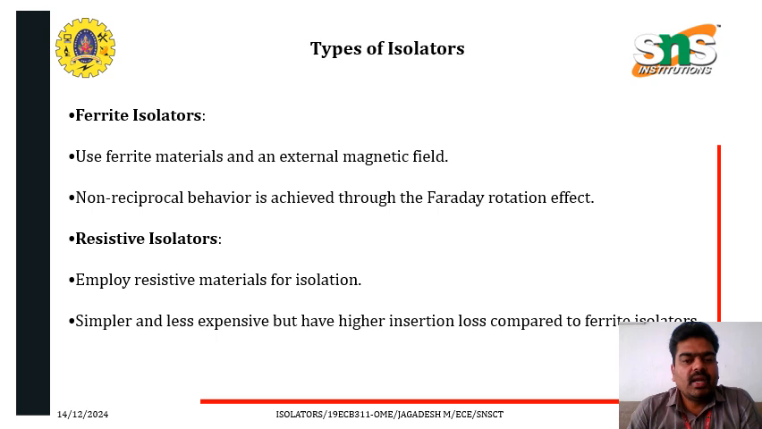The next thing is types of isolators. So what are the types? First, the ferrite isolator, and another one is the resistive isolator. In the ferrite isolator, we use ferrite materials and an external magnetic field, and the non-reciprocal behavior is achieved through Faraday's rotation effect. Resistive isolators employ resistive material for isolation. They are simpler and less expensive, but have higher insertion loss compared to ferrite isolators.